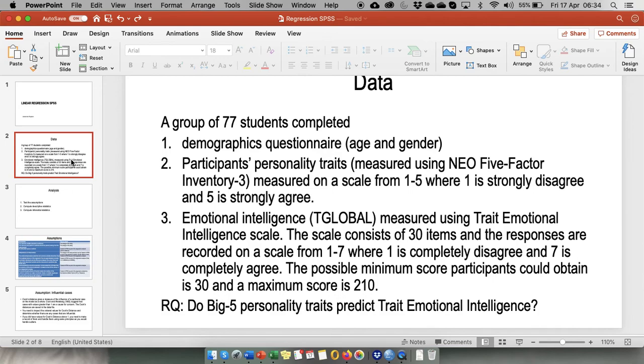And we have the recording of the emotional intelligence using the trait emotional intelligence scale. It's a scale of 30 questions, and responses are recorded from 1 to 7. The absolute minimum score participants can obtain is 30 and the maximum score is 210. So we just sum up the items of the scale to obtain the emotional intelligence score. The question we want to answer is, do big 5 personality traits predict trait emotional intelligence?